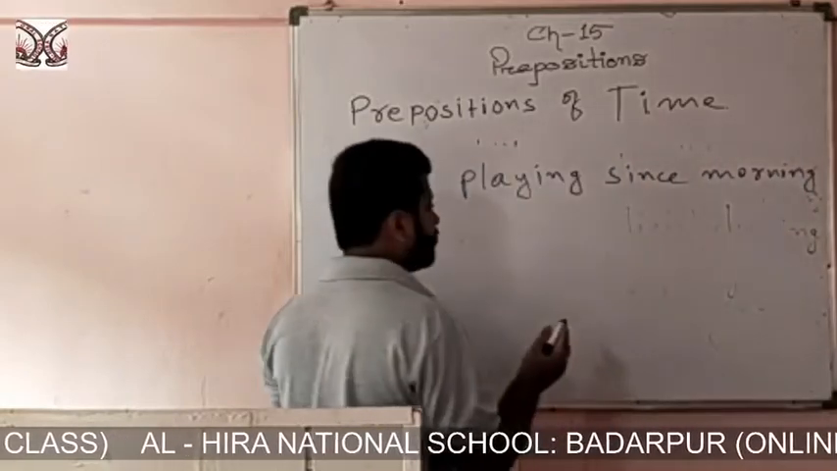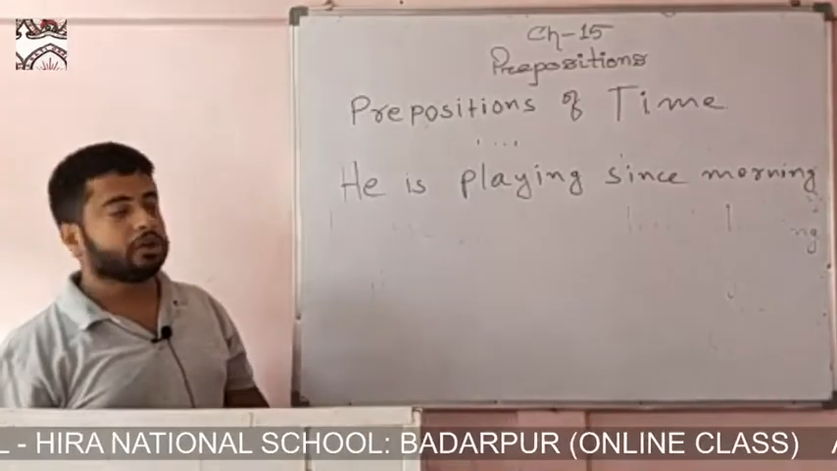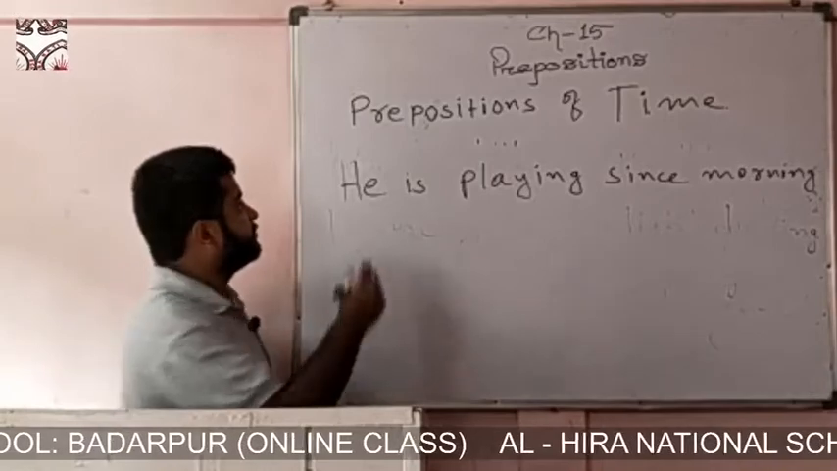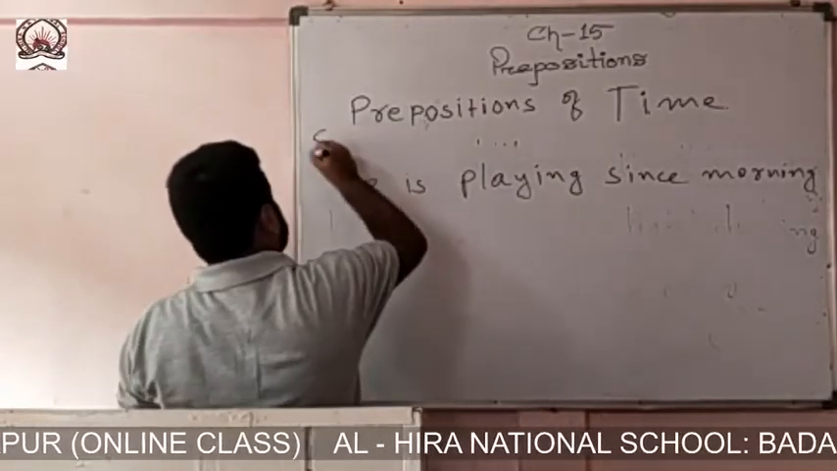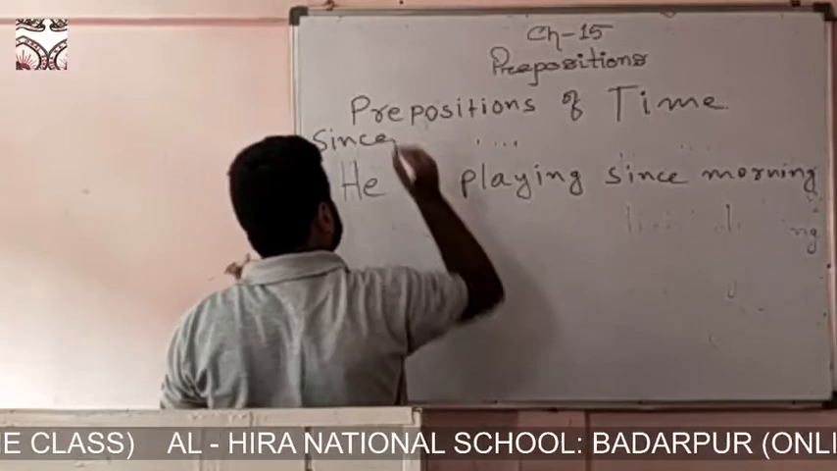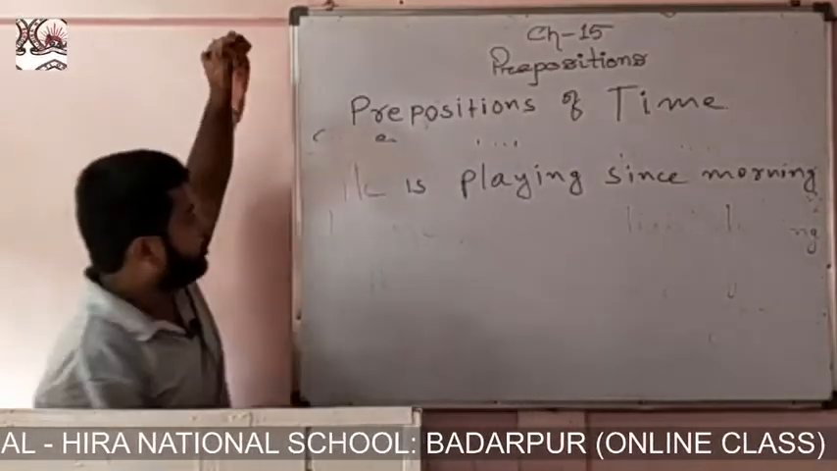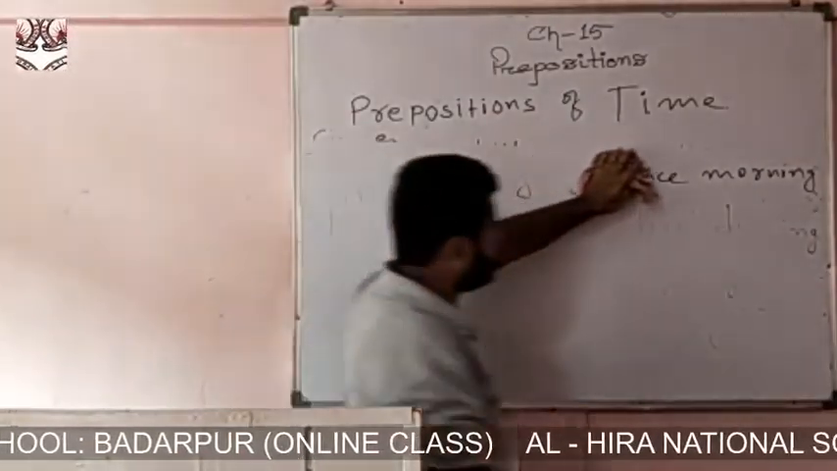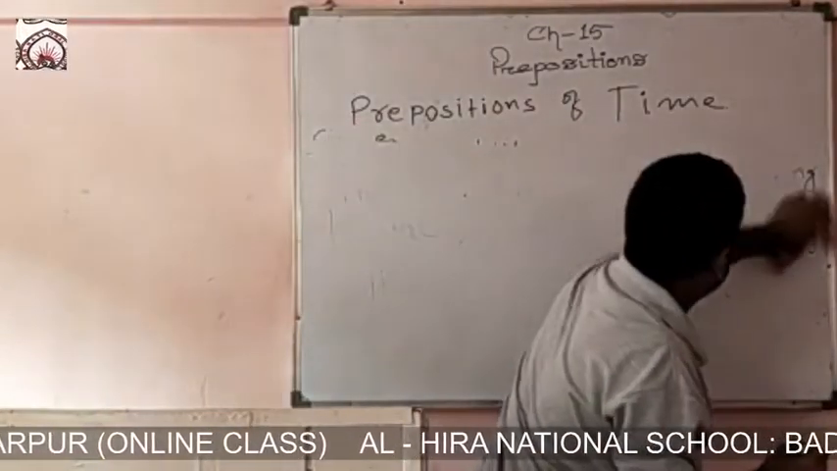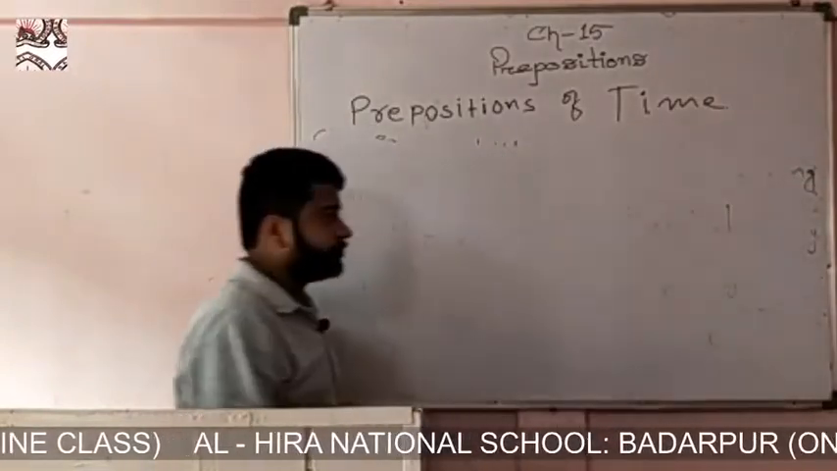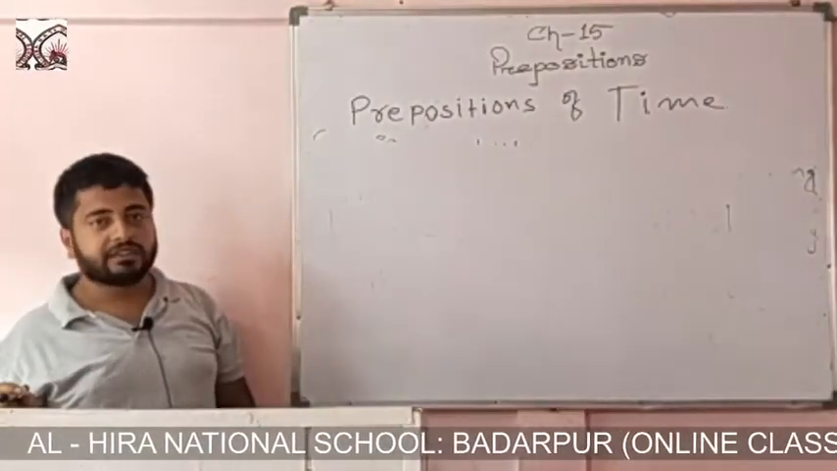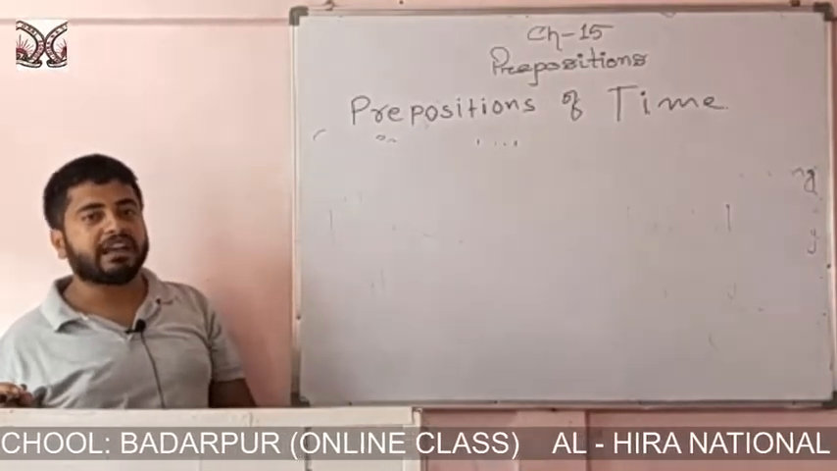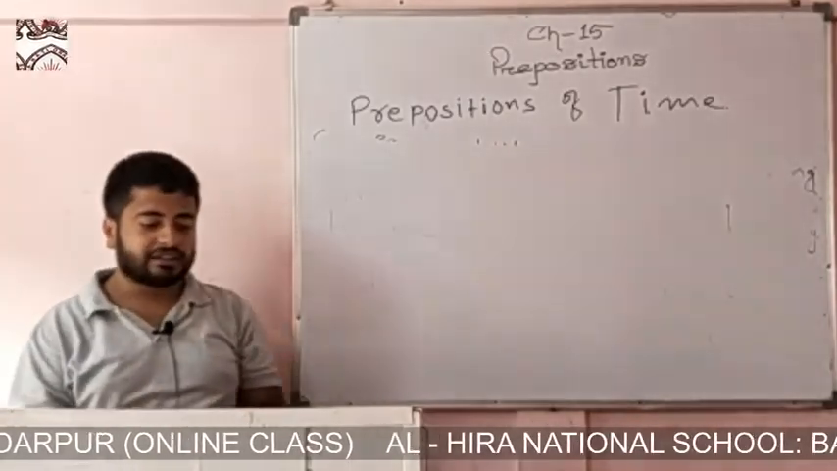So the time span started in the past and is still continuing in the present time. In that case, we will use the preposition since. I hope you have understood where to use since. If we see a time span which started in the past and is still continuing in the present time, we will use since.